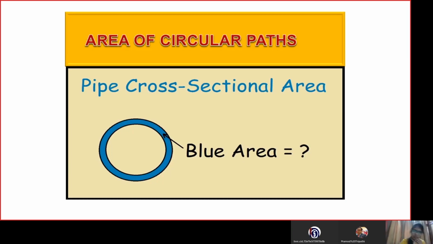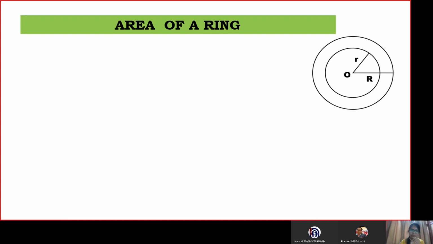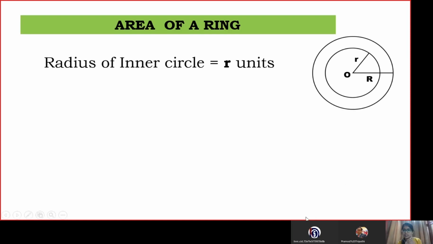So, have you ever seen a pipe? If you cut a pipe, the portion that appears is known as the cross-sectional area, right? And this cross-sectional area is basically in the form of a ring, or it's known as a circular path, right? Now, how do we find the area of a circular path? You can see a ring is made up of two circles, an inner circle whose radius is small r and an outer circle whose radius is capital R.